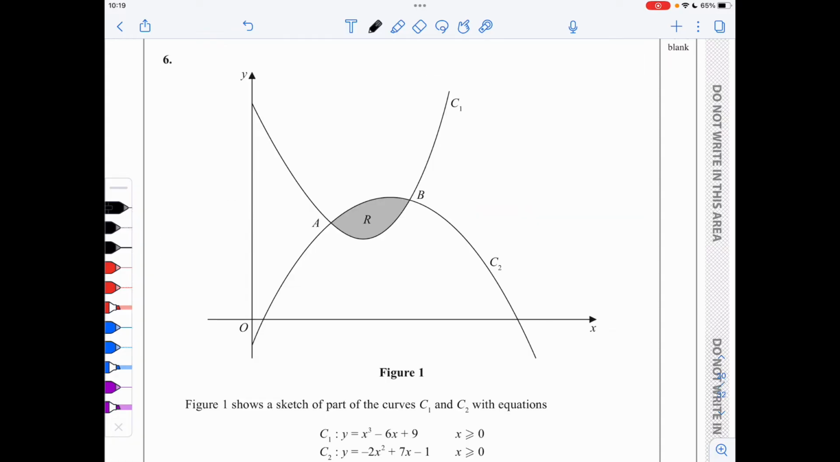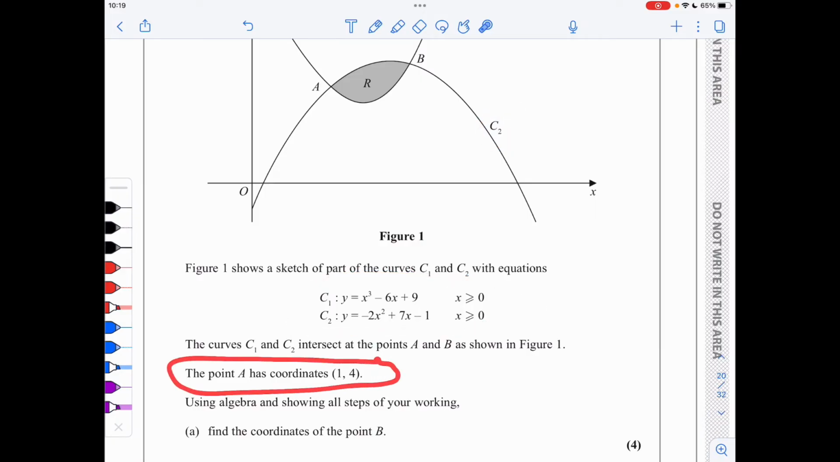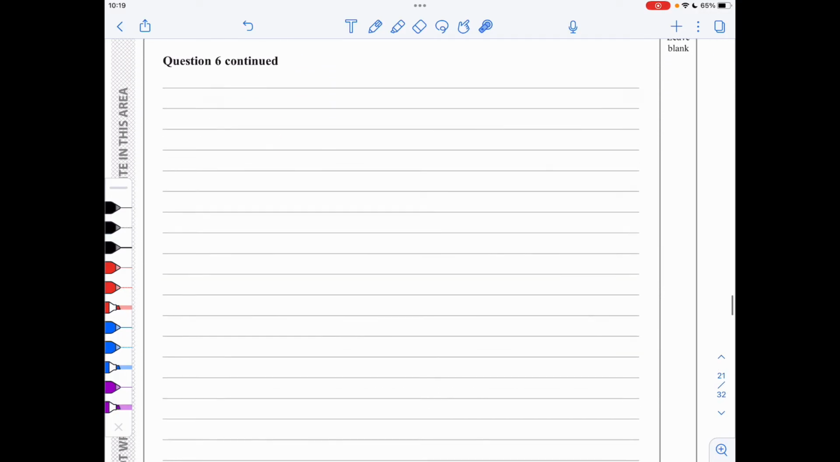In question 6, we've got two curves, C1 and C2. These are the definitions of the curves, and the point A has coordinates (1, 4). And using algebra and showing all steps of the working, we need to find the coordinates of B, which is the other point of intersection. Obviously, for points of intersection, we need to set the two equations to be equal. So that will be my starting point.